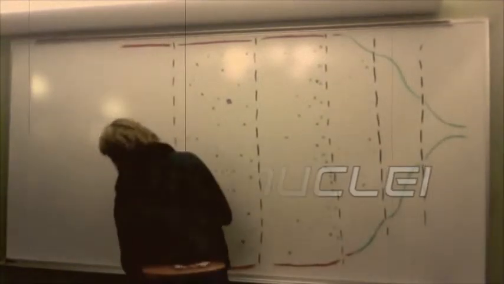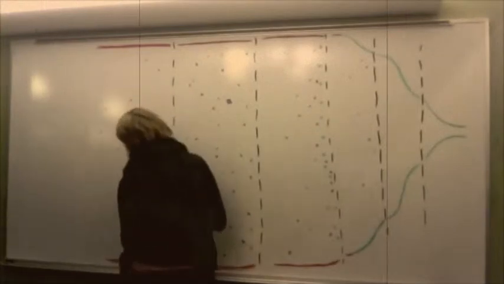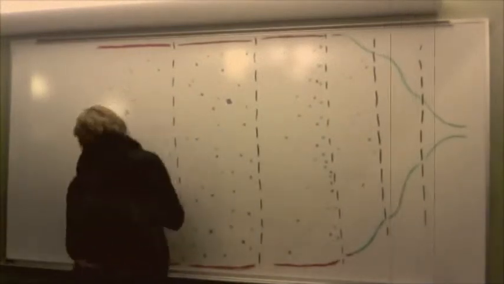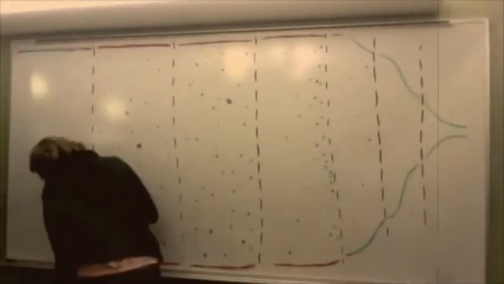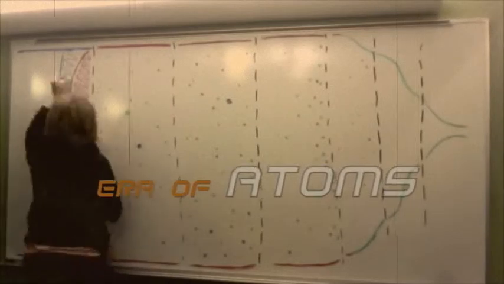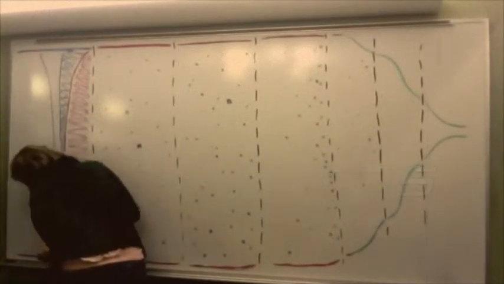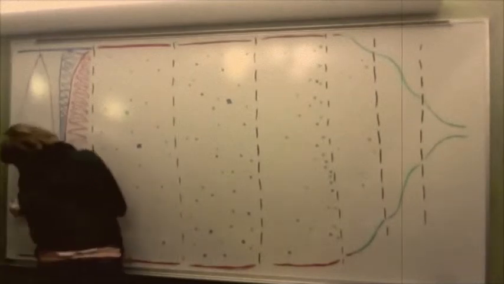The era of nuclei, my personal favorite era. This is when matter in the universe became fully ionized. Cosmic background radiation was released at the end of the era. Last, but most certainly not least, we have the era of atoms. In the era of atoms, we learn how the universe became cool enough for neutral atoms to form.